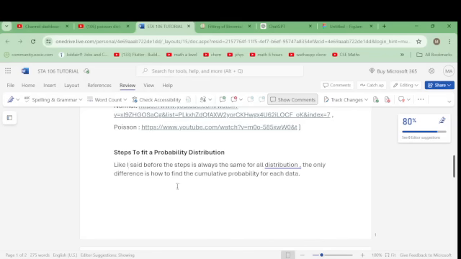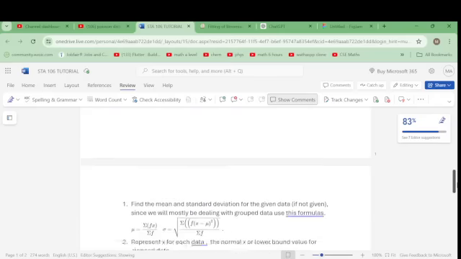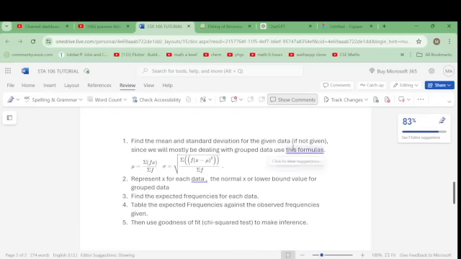So the only difference is how to find the cumulative probability for each data. The way you find cumulative probability for a normal distribution is different from the way you find it for the Poisson, and it is different from how you find it for the binomial. That's the only difference. So we have 4 steps.